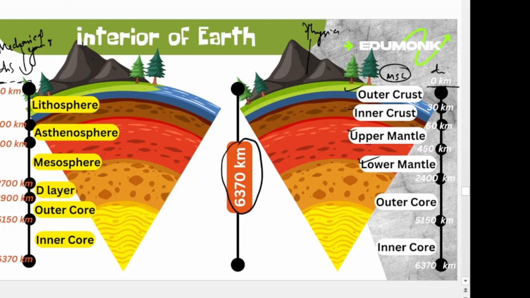While considering the mechanical layer, 0 to 100 kilometers is the lithosphere. Then 100 to 400 kilometers you have the asthenosphere. 400 to 2,700 kilometers is the mesosphere. 2,700 to 2,900 kilometers is the D layer. 2,900 to 5,150 kilometers is the outer core. 5,150 to 6,370 kilometers is the inner core. Then we go to the physical layer of Earth.